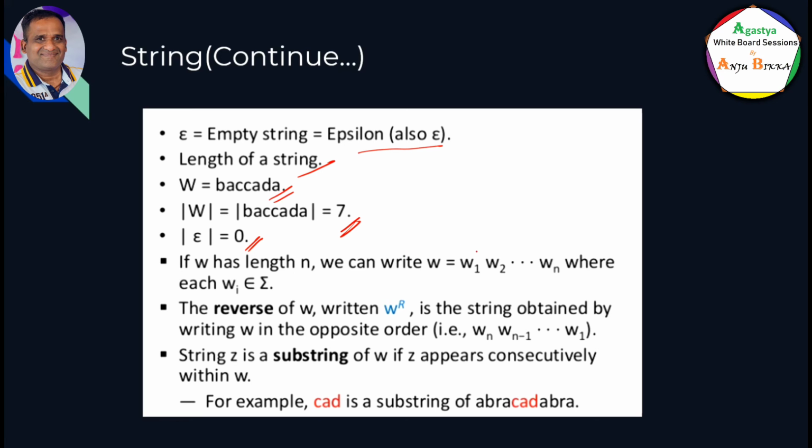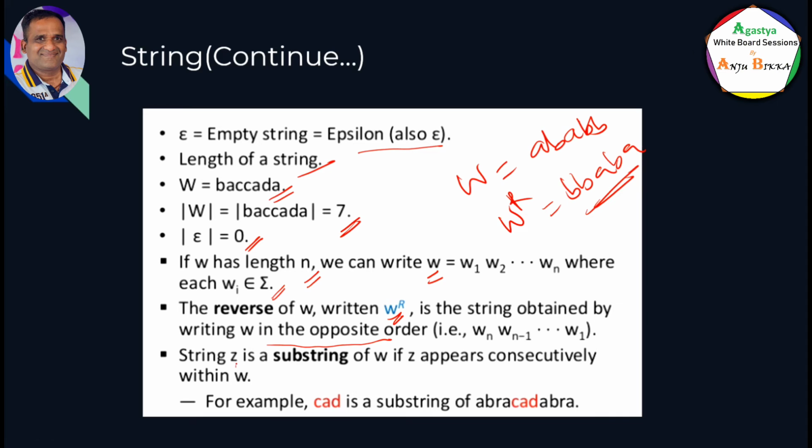Then if W is a string of length n, we can write W equal to W1, W2, W3, and so on, where each Wi belongs to the alphabet sigma. So if W equals A, B, A, B, B, then the reverse of that string is B, B, A, B, A. The reverse is written as W power R, a string obtained by writing W in the opposite direction.